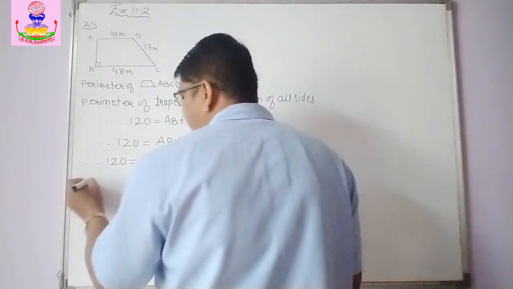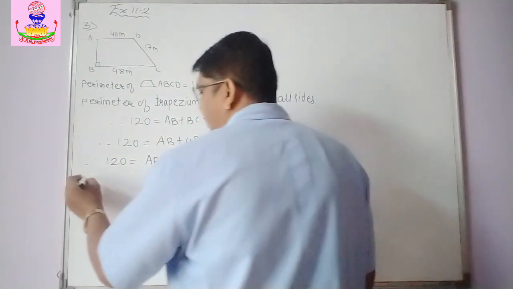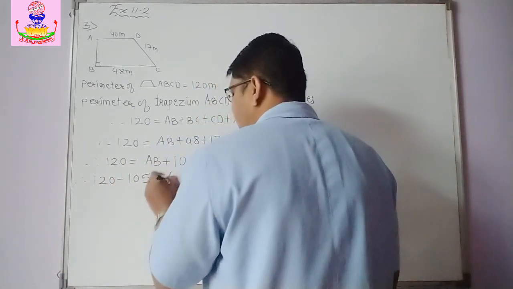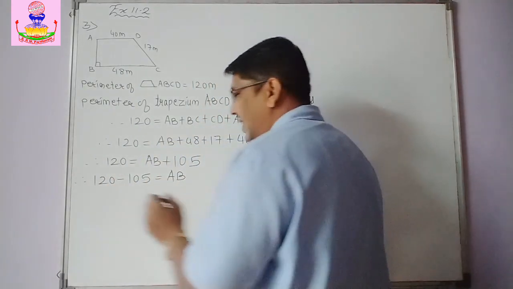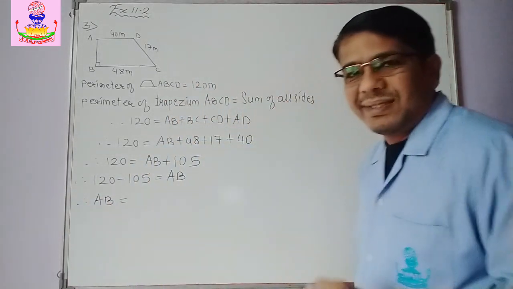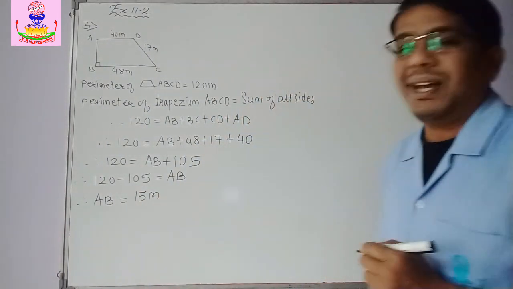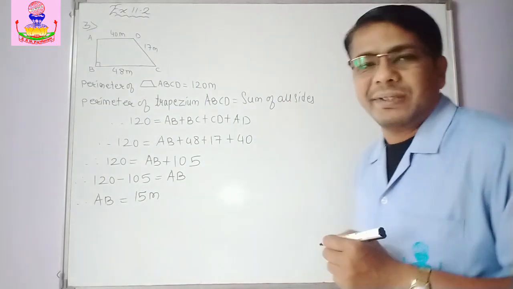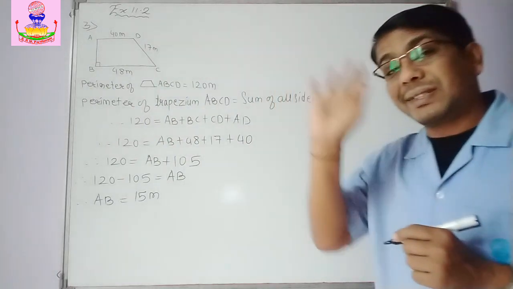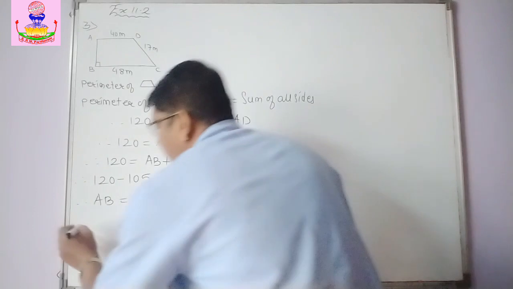Now I want to find AB. So bring this 105 to this side. When it comes to this side, it will be minus. So 120 minus 105 is equal to AB. So therefore AB is equal to how much? Yes, 15. So AB is 15 meters. Now can we find out the area of the trapezium? Yes, obviously, because I know the parallel sides and I know the perpendicular distance between the two parallel sides, that is height. So I can definitely find out the area of the trapezium.